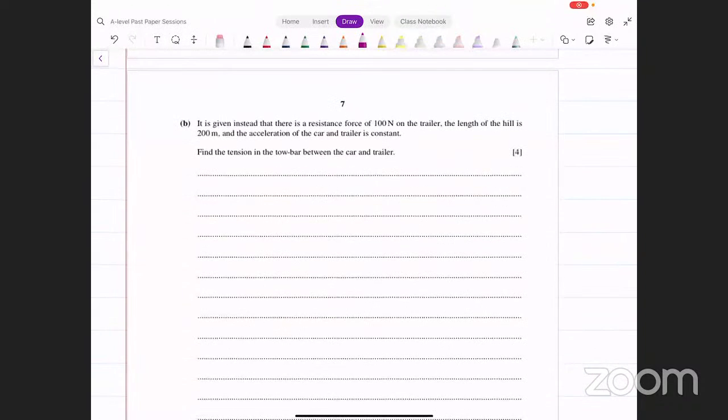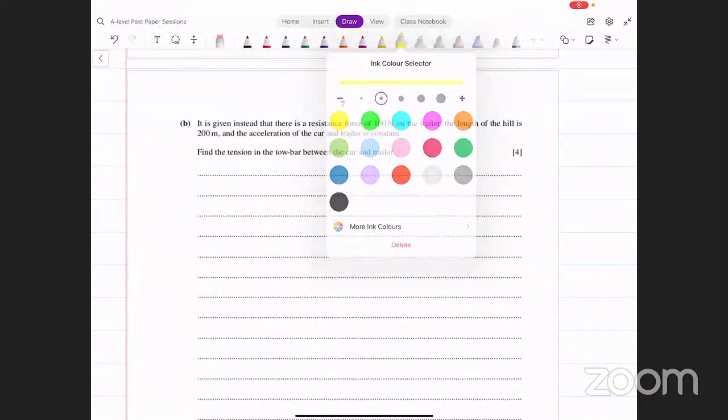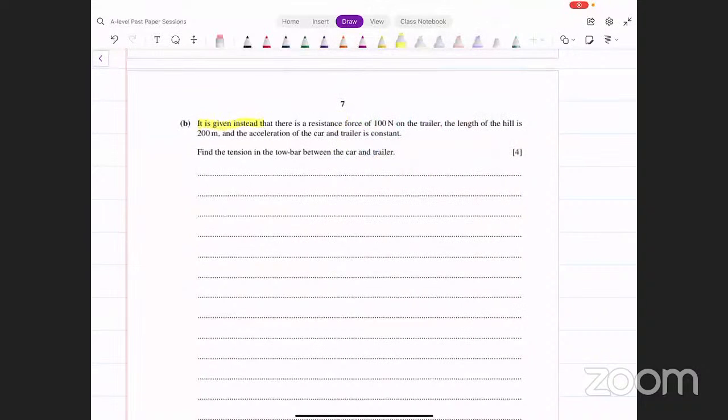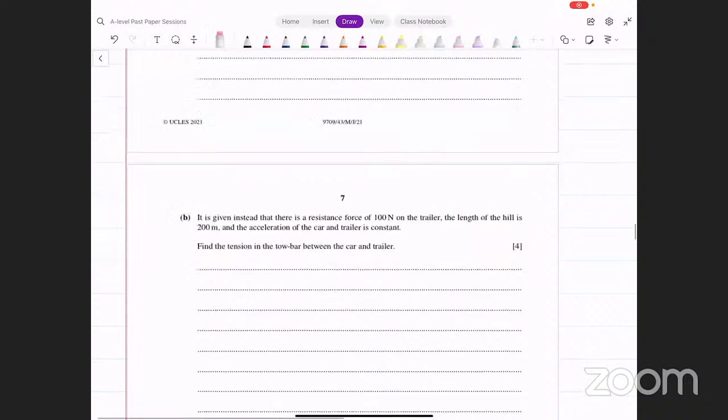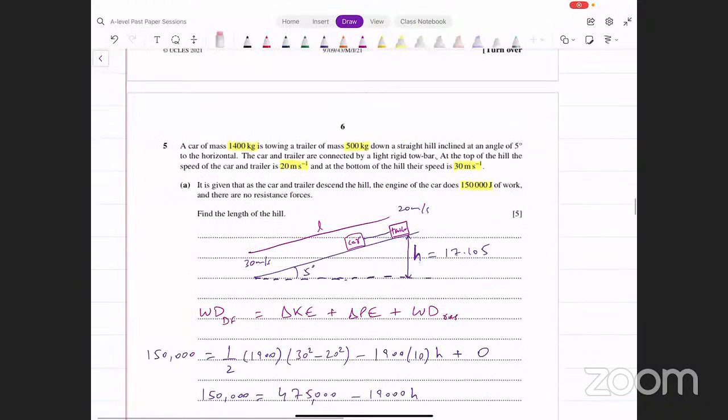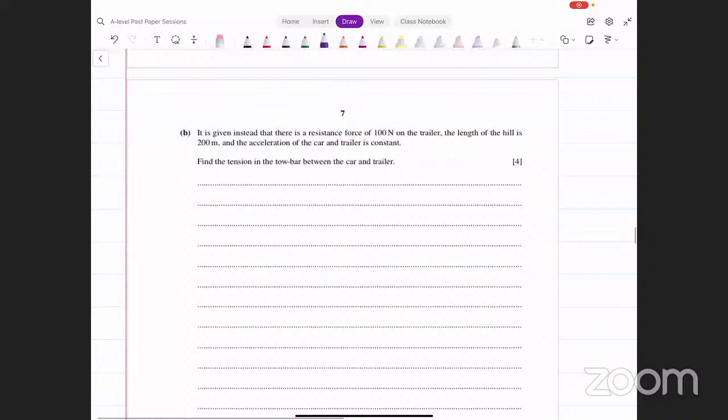Now it's given instead. Be careful about the wording here. It's given instead that there is a resistance force. अच्छा, अब जो part A के अंदर चीजें थी ना, उसको आपने consider नहीं करना. This is no longer relevant, right? वो part A के अंदर लिखा हुआ था, वो part B में इसको नहीं use करना अब आपने. It is given instead that there's a resistance force of 100 Newton on the trailer. The length of the hill is 200 meters. Length भी change हो गई है.